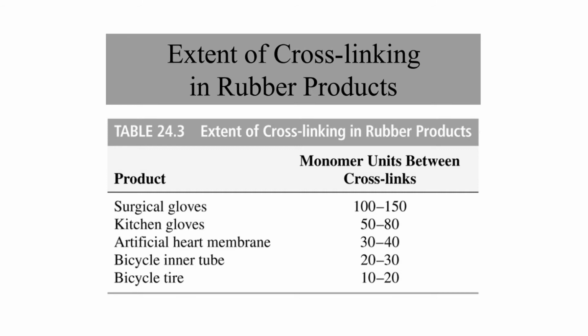You can see that in a bicycle tire, you've got lots of these disulfide bridges, lots of vulcanization. And compare that to a surgical glove where you don't have that many crosslinks. And you can see clearly, a surgical glove has very different properties to a bicycle tire, except it's exactly the same material, just fewer crosslinks.